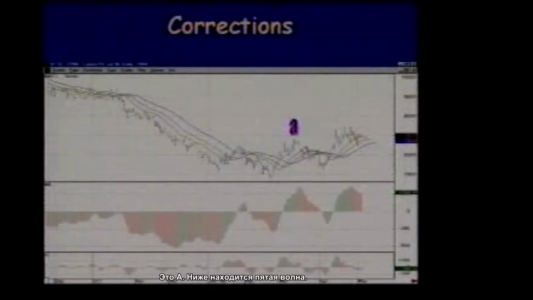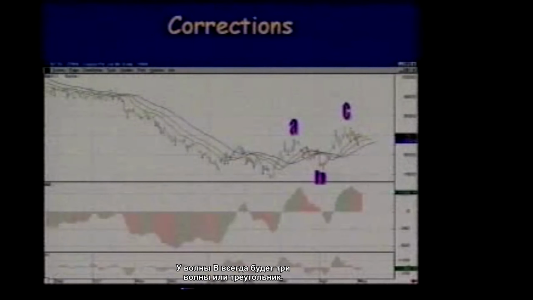Here is A. The bottom there is the 5th wave. This is A wave. This is B wave. This is C wave. C wave will always have 5 waves in it. The B wave will either be a 3 wave or a triangle. And the A wave is the only one that really has any choice in the matter. And the A wave can either be a 5-wave move or a 3-wave move.